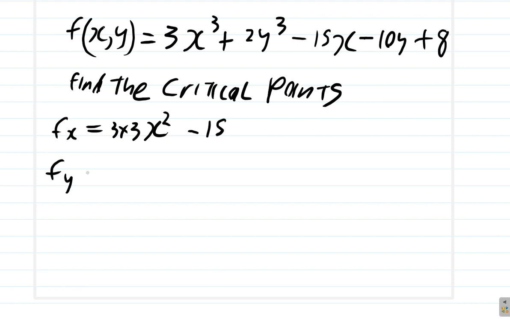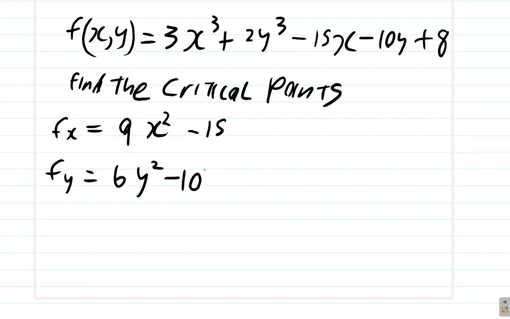What about fy now? Oh, by the way, 3 times 3, let's just write it as 9. So fx is 9x squared minus 15. Now fy, we're differentiating with respect to y. So 3x cubed would be a constant, so that's 0. Here we have 3 times 2, and then y to the 3 minus 1 is y to the 2. So 3 times 2 is 6, y to the 3 minus 1 is y to the 2. This would be 0, it's a constant. Negative 10y, when you differentiate that with respect to y, you get negative 10, and the 8 is 0.